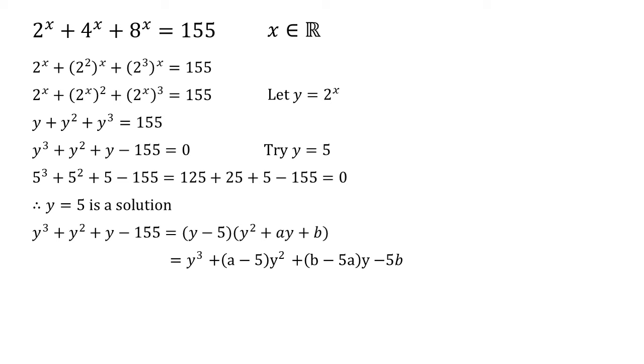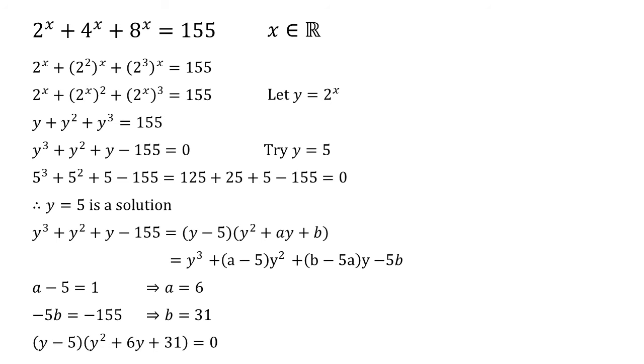We can now compare this to our left-hand side. So looking at the y squareds, we've got a minus 5 on the right. That must be equal to the 1 on the left, which means that a is equal to 6. The next easiest one to look at is the last term. So minus 5b is equal to minus 155. So we get that b is equal to 31. And if we just put them into our coefficient of y, we'd end up with 31 minus 5 times 6, which is the 1, which we've got on the left as well. So now we know that our cubic can be rewritten as y minus 5 times y squared plus 6y plus 31 equals 0.